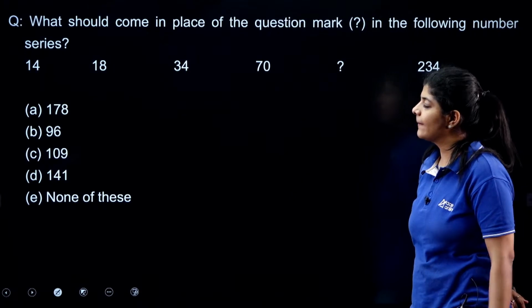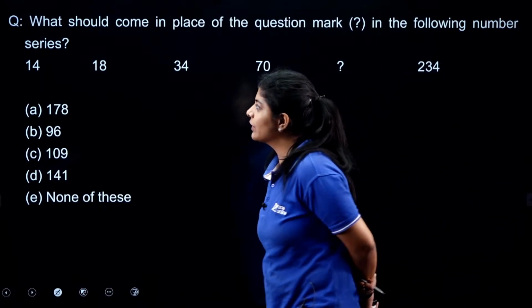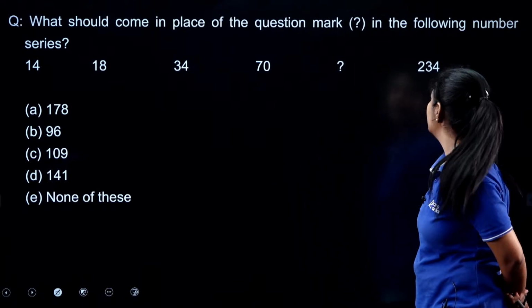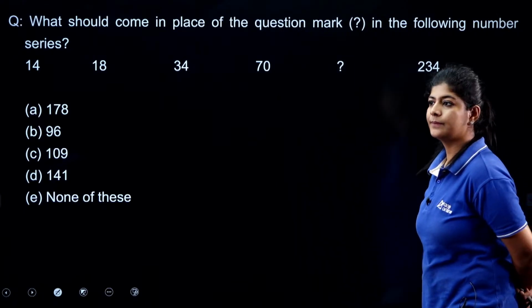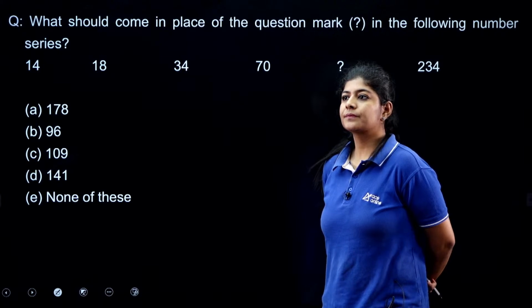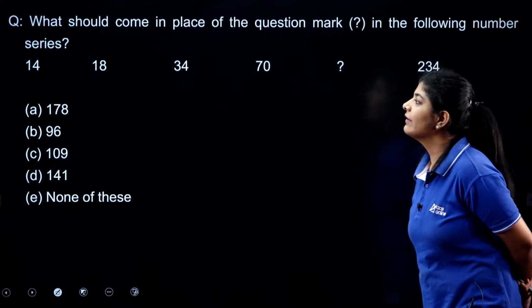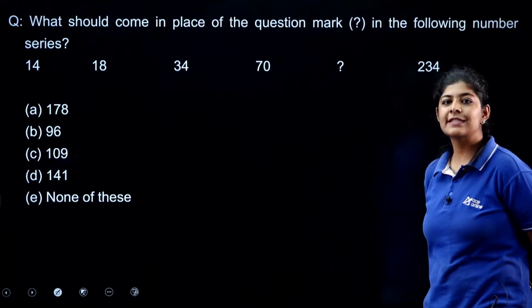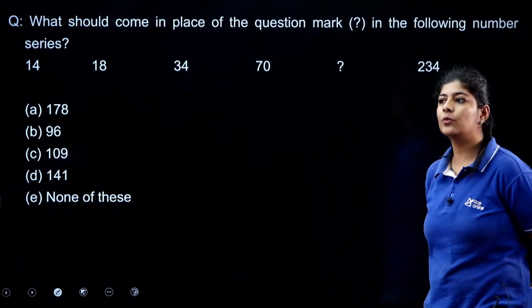Very good. Next. The next one is 14, 18, 34, 70, the missing term, and 234. What are we having? We are having 14, 18, 34, 70, the missing term, and 234.